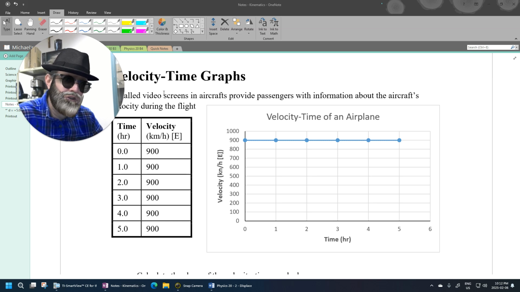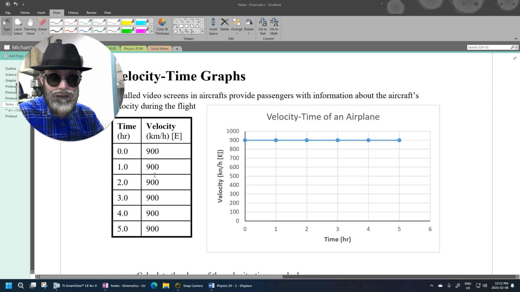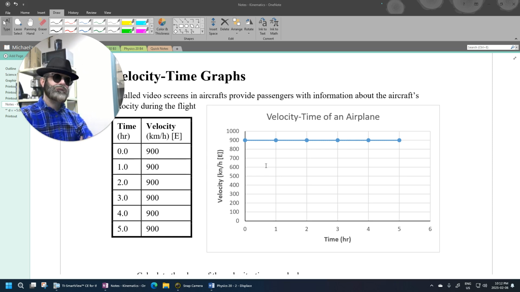Okay, so on page 13, we have a velocity time graph. Now, this is kind of a boring velocity time graph. We can just talk about this graph and think about what's on this. Yeah, it's a flat graph, right? Let's see what it means here. So at time 0, we're at 900 kilometers per hour. At time 1 hour, 1 hour later, we're still at 900 kilometers per hour. Time 2, 900 kilometers per hour. Time 3, 900 kilometers per hour.